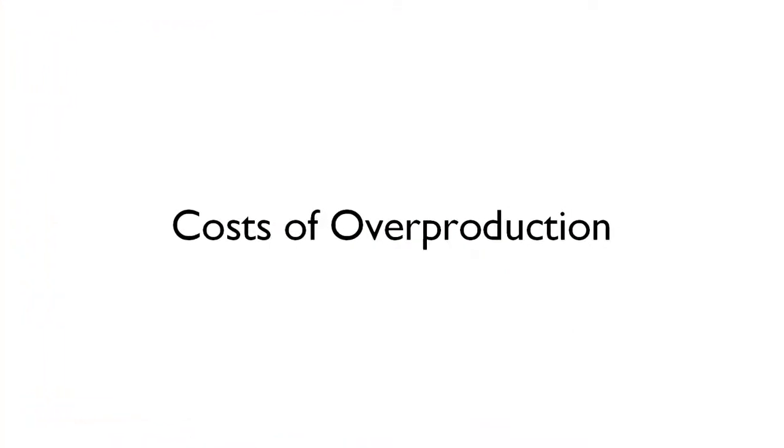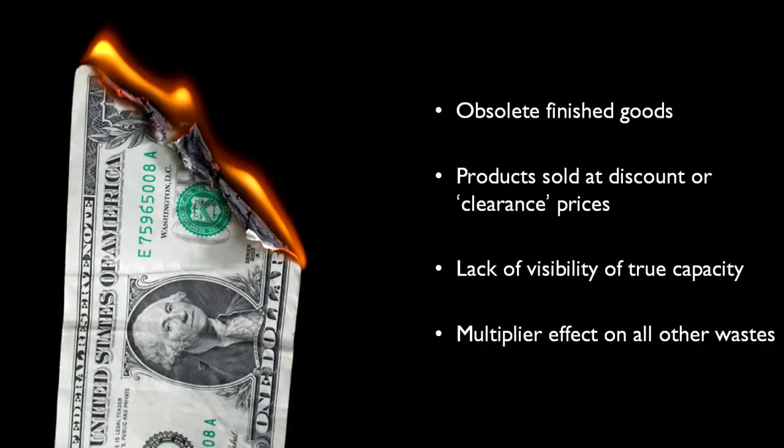Now then, before we discuss the tools and techniques we can use to improve the situation, let's discuss the costs of overproduction, which include having to deal with the disposition and cost of obsolete finished goods, where we might, if we're lucky, be able to sell at a discount or clearance prices, otherwise we'll have to just throw it away. Overproducing things we don't need also makes it very difficult to understand what our true capacity is, which in turn makes it very hard to know what we can commit to when asked by our customers. And lastly, and most severely, overproduction multiplies each of the other wastes as we've seen and discussed throughout this course. In short, overproduction is a nasty beast and we must learn how to kill it.